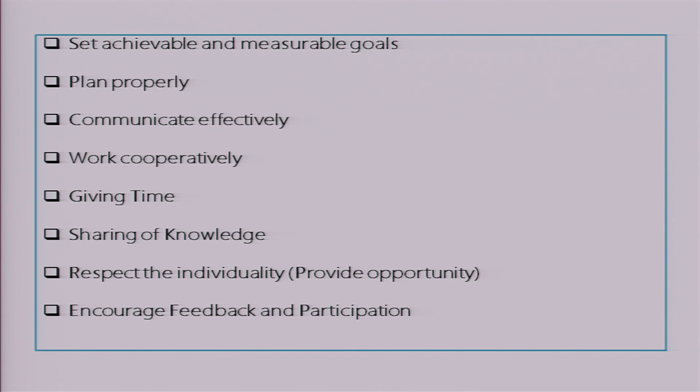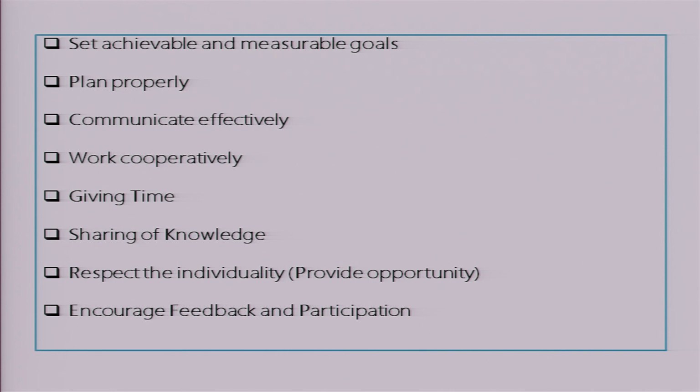The first one is, we should set achievable and measurable goals. We can measure the outcomes of the goal, so we should set achievable and measurable goals. Second, we should plan properly. We should not make a plan which will take a lot of time, or which has a lot of possibility of failing the program. Third, we should communicate effectively among the members of the group. And fourth, we should work cooperatively.